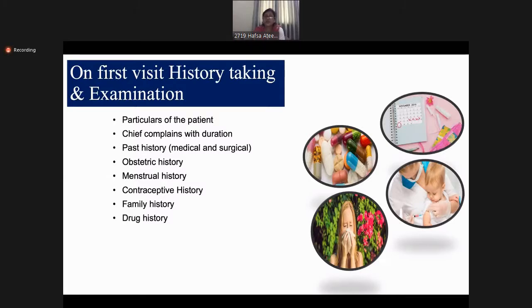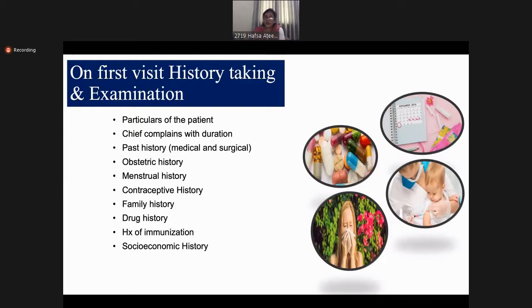Drug history: is she on certain medications or not? And history of immunization: is she vaccinated against hepatitis B? Is she vaccinated previously for tetanus? And has she had influenza or flu vaccinations or not? So you have to go through the immunization history.